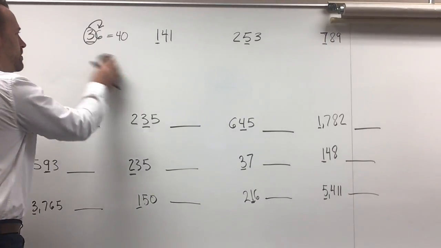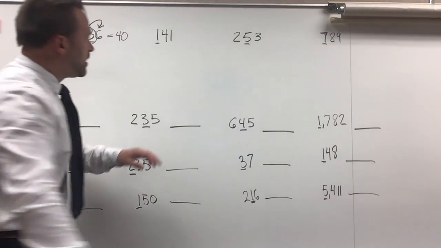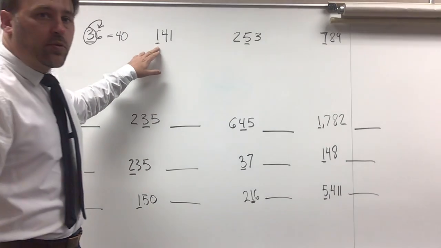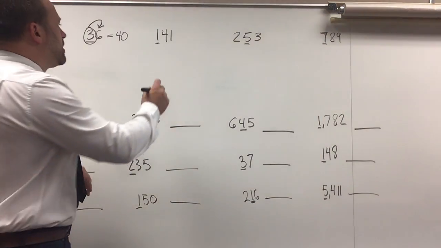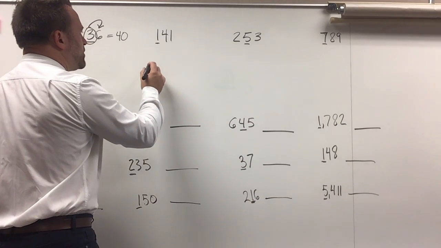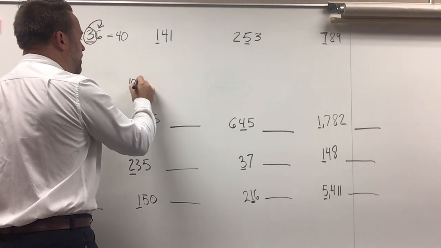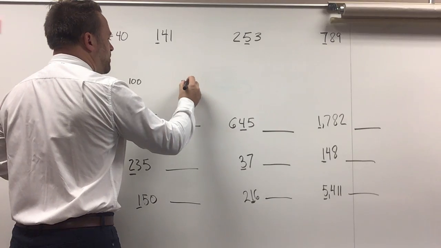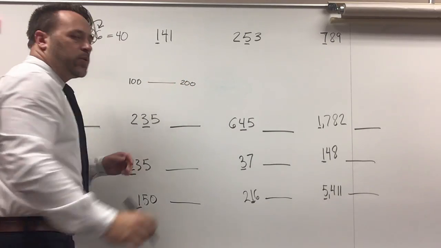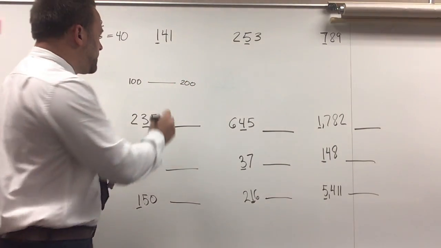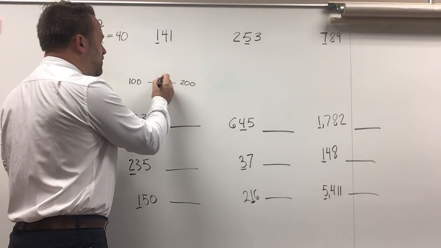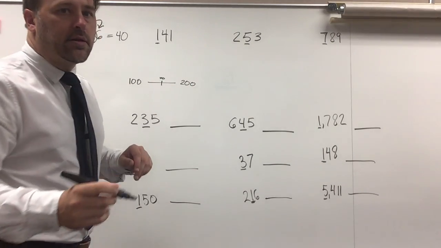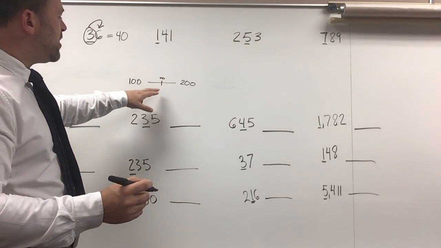Let's try this one over here. 141. What did I underline though? I underlined the 1 because we're going to round to the nearest 100. Let me figure out what's in between. Well, I know that 100 is going to be below it. I know 200 is going to be above it. What's in between 100 and 200? Well, they're 100 apart. Half of 100 is 50. So 150 is right in the middle. I know I wrote that pretty small, but you know what it is.